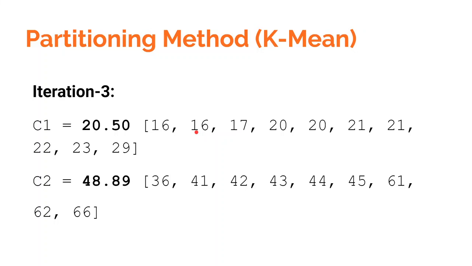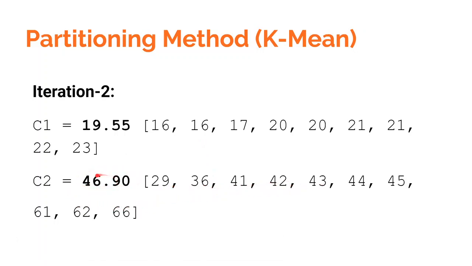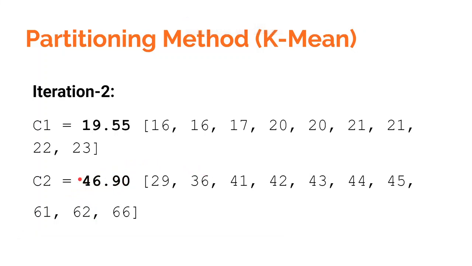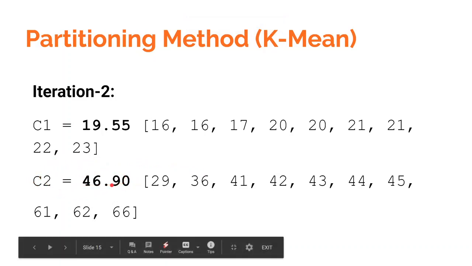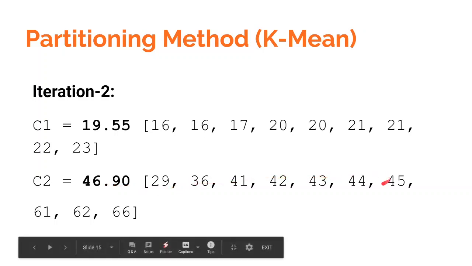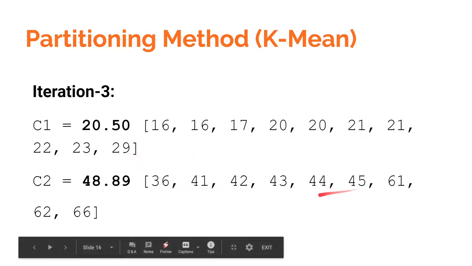And if you subtract the rest of the values, that is 36, 41 up to 66, from approximate 47, which is the updated mean value of cluster 2, then you will get less difference. Therefore all these values must be present in cluster 2. Now you have got these updated values in cluster 1 and these updated values in cluster 2.